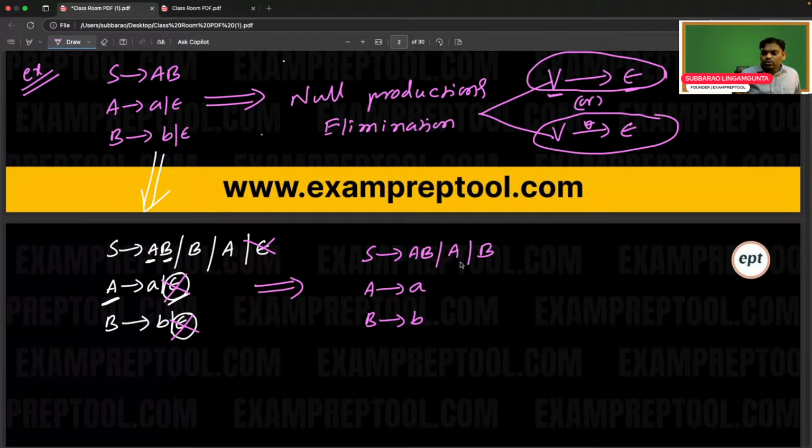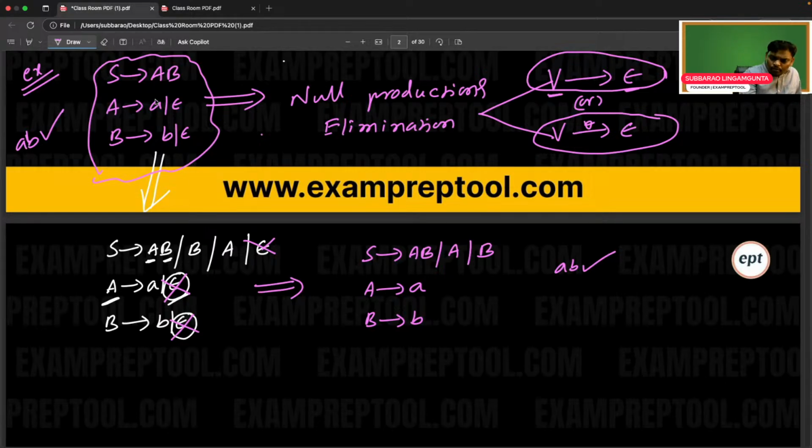If anyone has even a small doubt, verify whether small ab is possible in the original grammar. In the original grammar, before elimination of null production, AB is possible. S goes to AB, A to A, B to B. After elimination also, S goes to AB, A to A, B to B. So before, AB is possible, and afterwards also AB is possible.